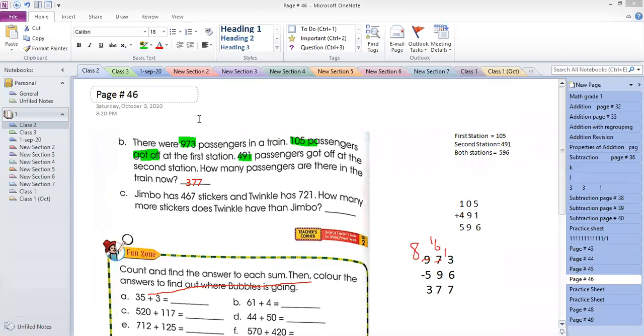So there were total 973 and total passengers who got off from the station were 105 plus 491, because on the first station 105 passengers left and on the second 491. So first I need to add these two. So total 596 passengers got off from the train in both the stations. Now there are total passengers 973 and I need to find out how many passengers are left in the train. So I will minus 596 from 973 and I'll find out 377. Okay. Let's move to the next question.